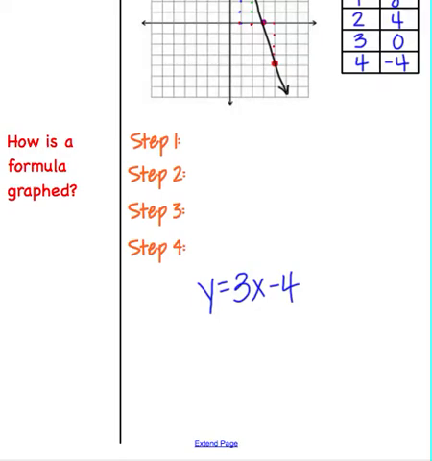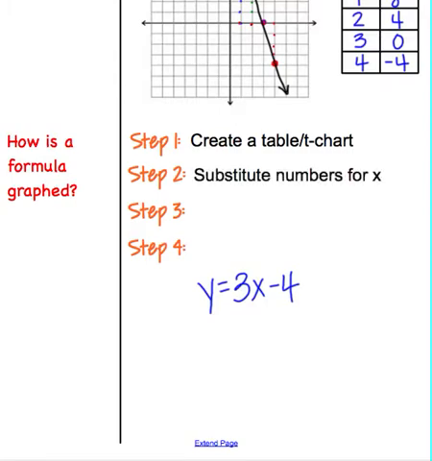So our first step with graphing is going to be to create a table or a t-chart, just like we did in these first problems today. Our second step is going to be to substitute numbers in for x to solve for y. Third, we will then solve for y and put those values into your table or t-chart, and then finally graph your ordered pairs. So let's use these examples and go ahead and try graphing our first problem.